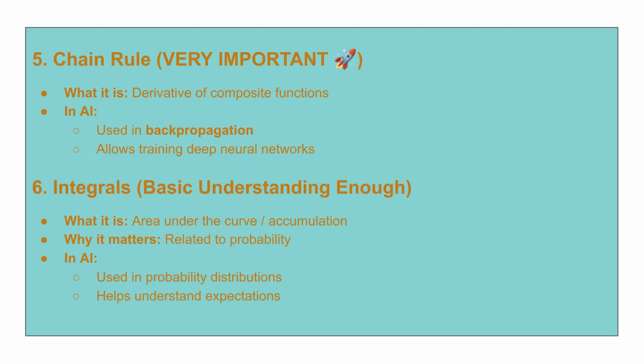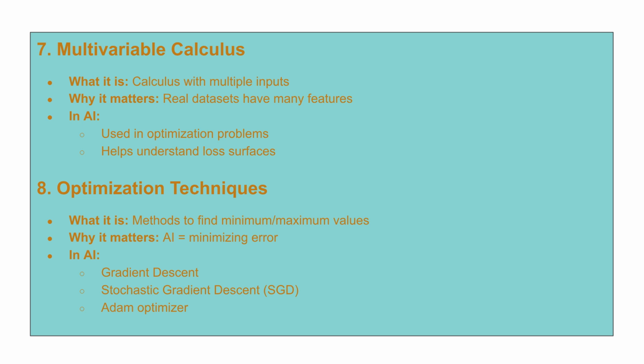The chain rule is very important, as it is the derivative of composite functions. In AI, it is used in backpropagation, which allows the training of deep neural networks. Integrals, while a basic understanding is enough, represent the area under the curve. They are related to probability and used in probability distributions to help understand expectations.